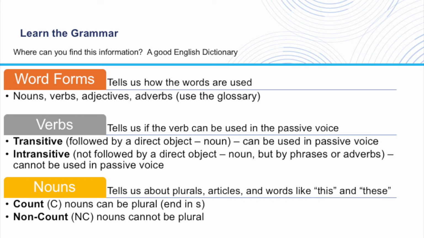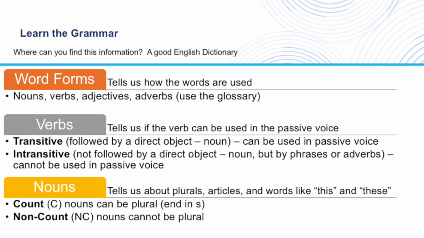A transitive verb can be used in the passive voice. If a verb is followed by a phrase, like a prepositional phrase, or by an adverb, but not by a noun, then it is an intransitive verb. It cannot be used in the passive.